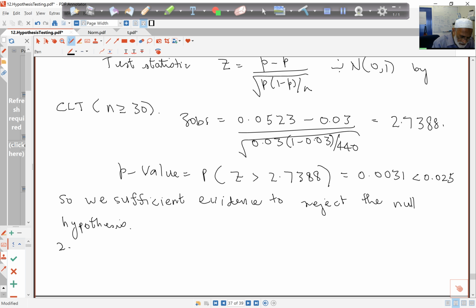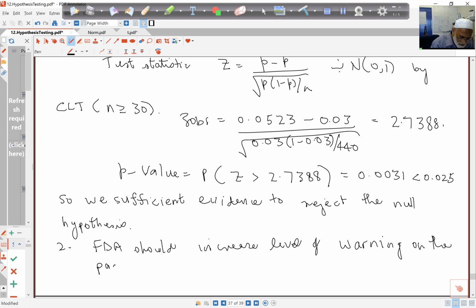So the second part is, what should the FDA do? So the FDA should increase the level of warning, in other words, make them more stringent, on the package of this drug.